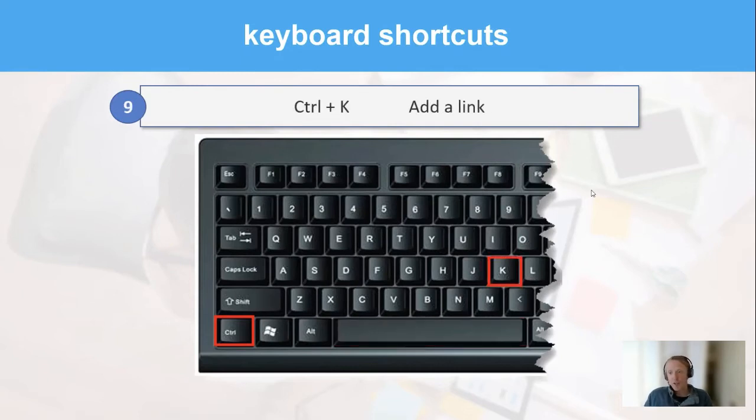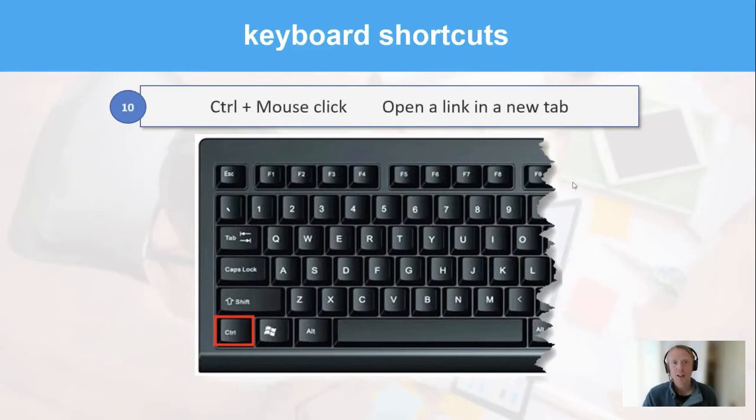Number 9 is another really useful one. If you're writing in an email or in a document and you want to add a hyperlink, you can highlight the text you want to make your link and then use Control and K, and this will give you the option of adding a link to that bit of text. Again, really useful, it helps to make nice, tidy documents. For example, you can say click here and turn the here into the link.